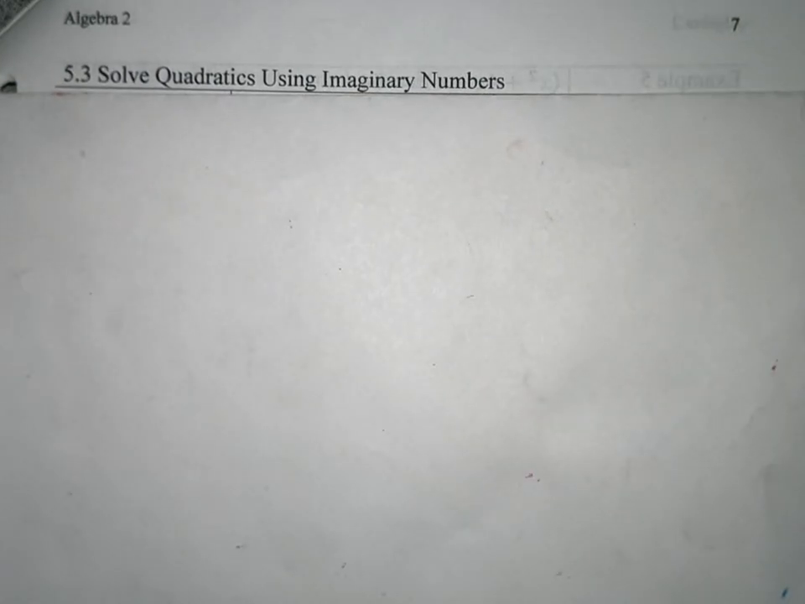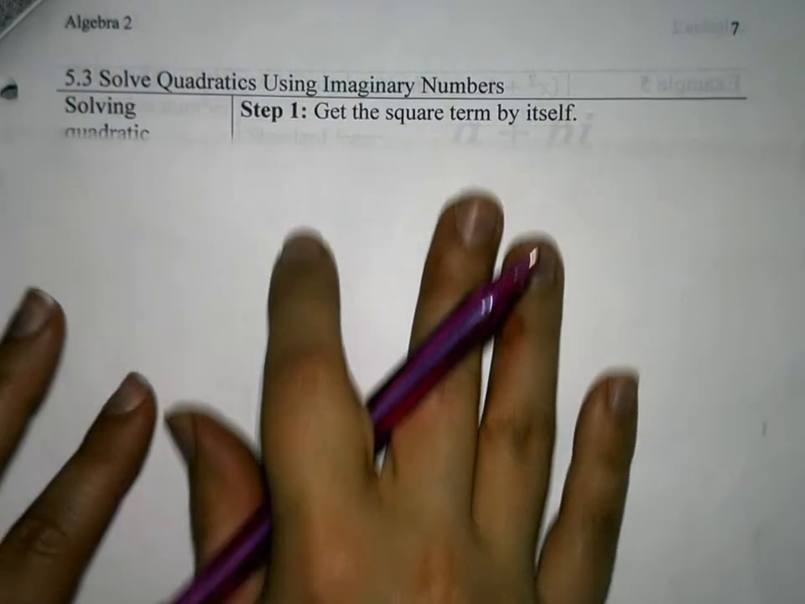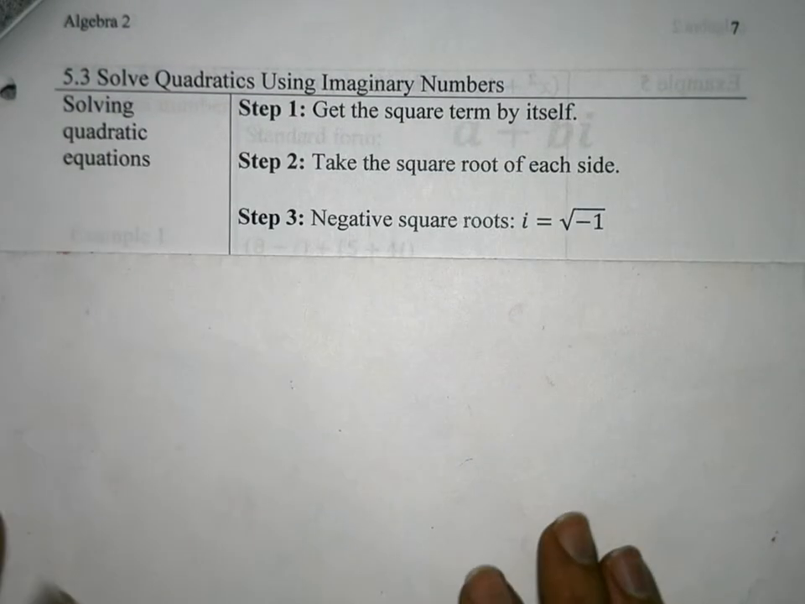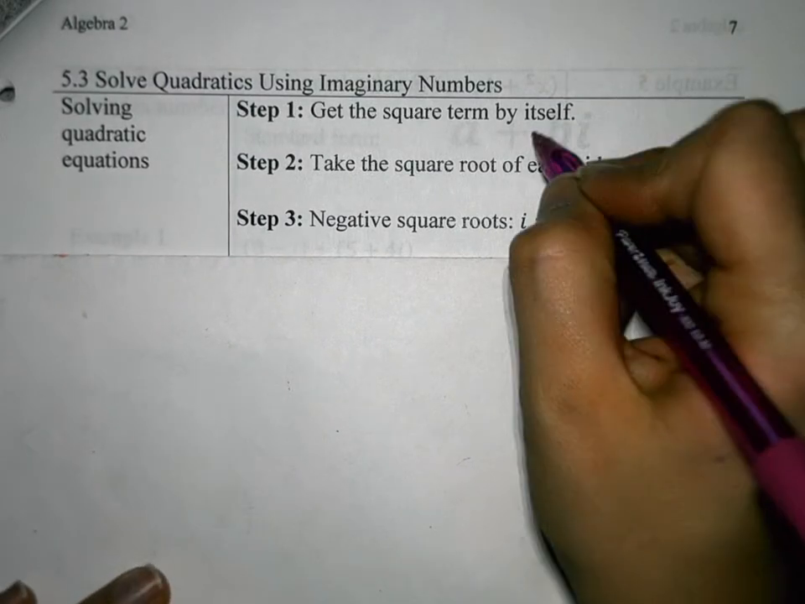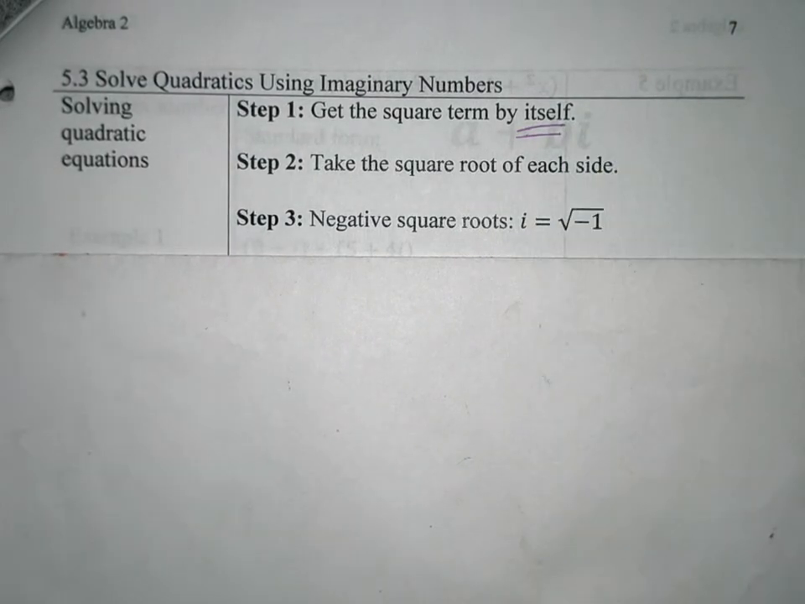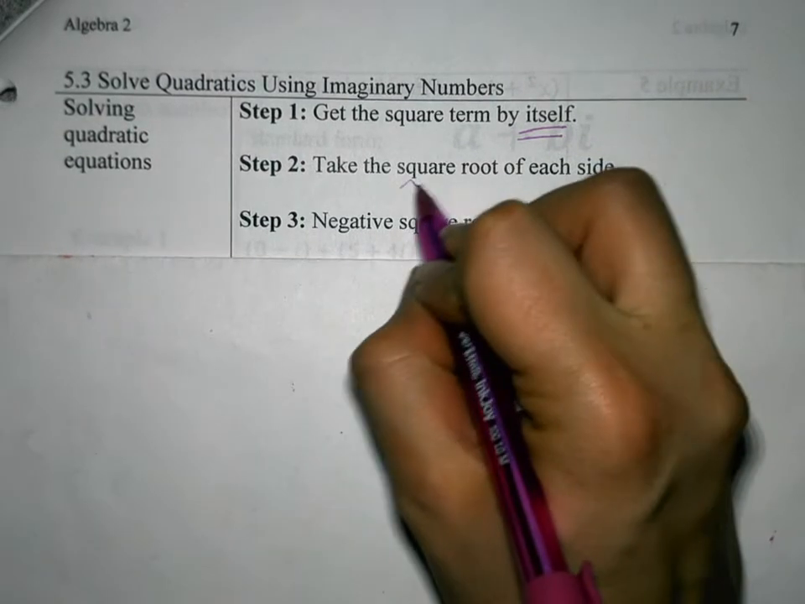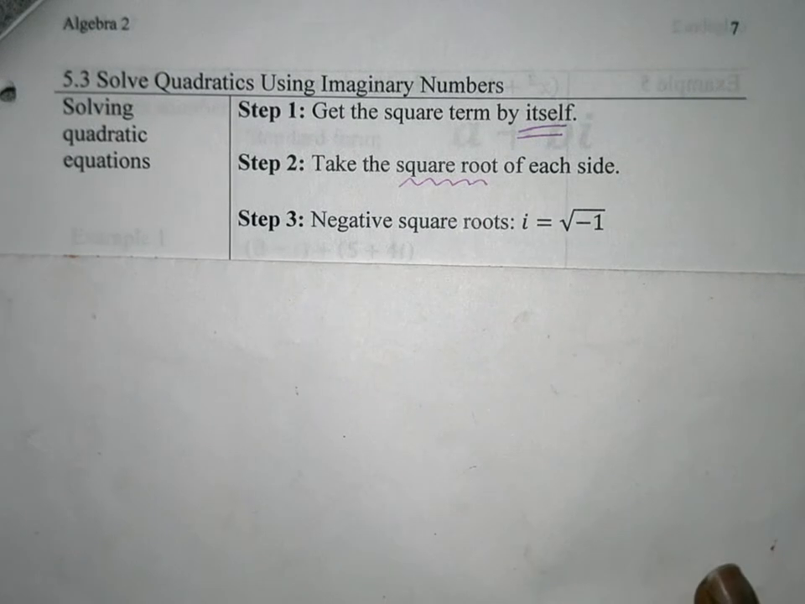Okay, so for 5.3, we're going to be solving quadratics just like we did at the end part of 5.1, but this time imaginary numbers are going to be involved. But the steps are pretty much the same. So to solve quadratic equations, what we want to do first is get the squared term by itself. So we're trying to get x squared all by itself on one side of the equal sign. And then just like before, we're going to take the square root of each side.